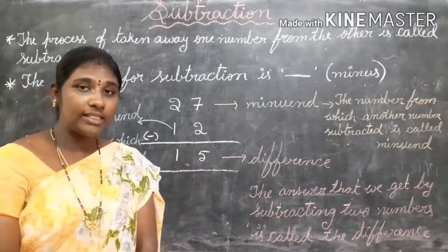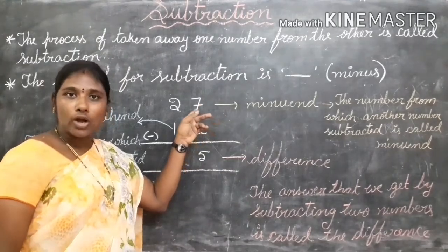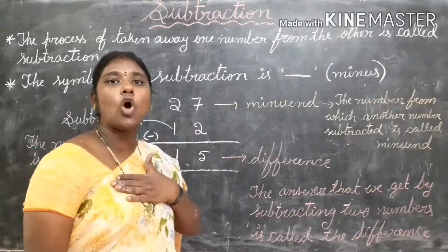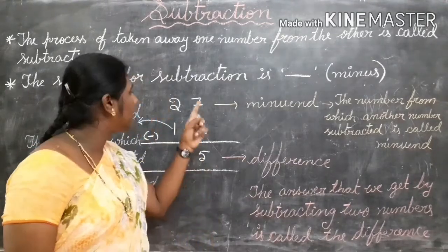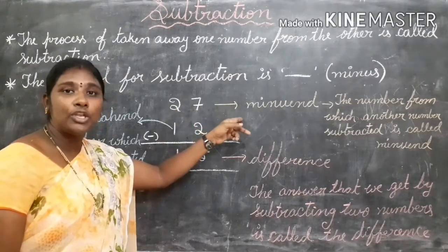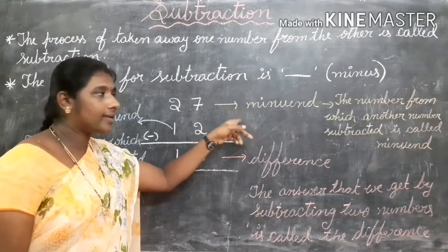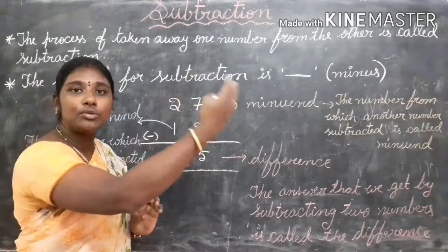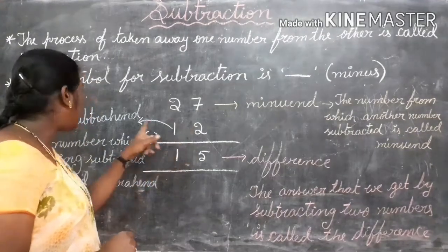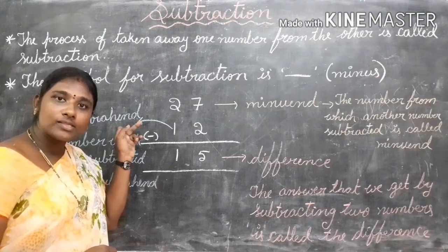In this, we are subtracting a number from 27. How many are there with me in total? 27. Here we write 27. That is called the minuend. Next, how many did I give to Harish? Yes, 12 pens. The 12 is called the subtrahend.